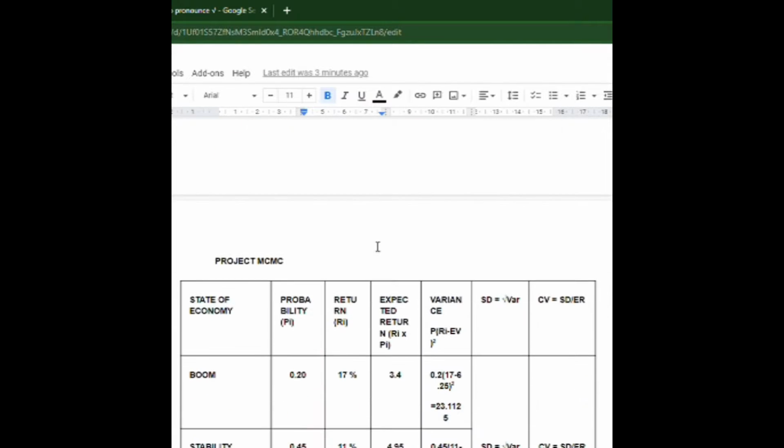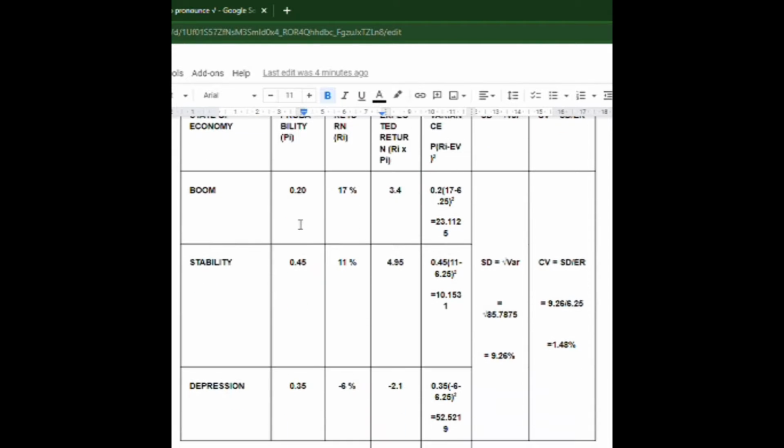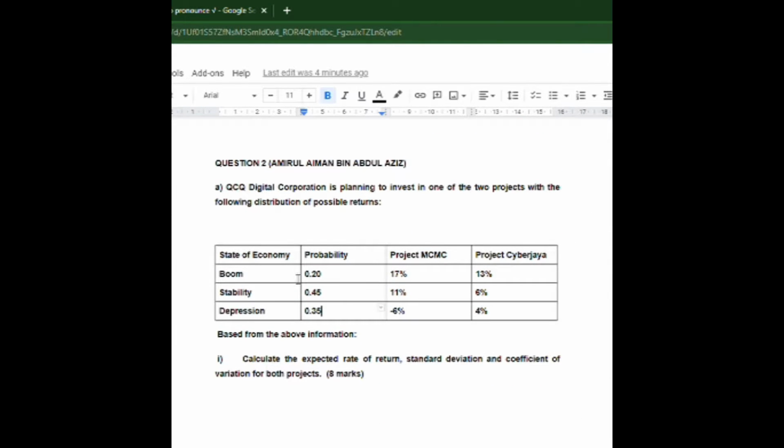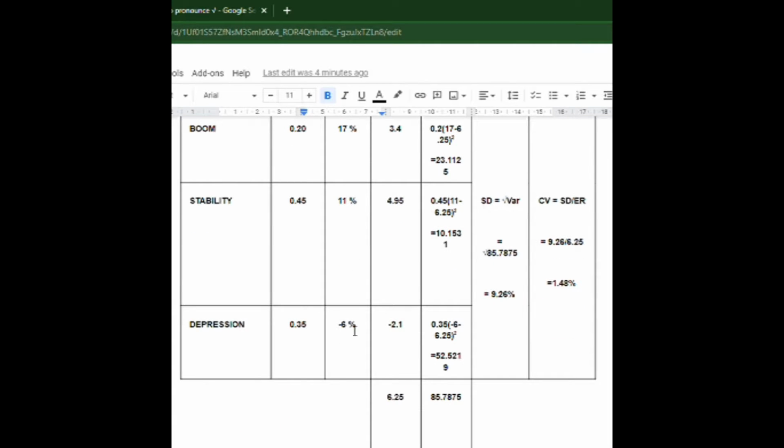So I do the table here. State of economy, probability. We go to probability first: 0.2, 0.45 and 0.35. This figure I got from the table above. And then the return: 17%, 11%, negative 6%.